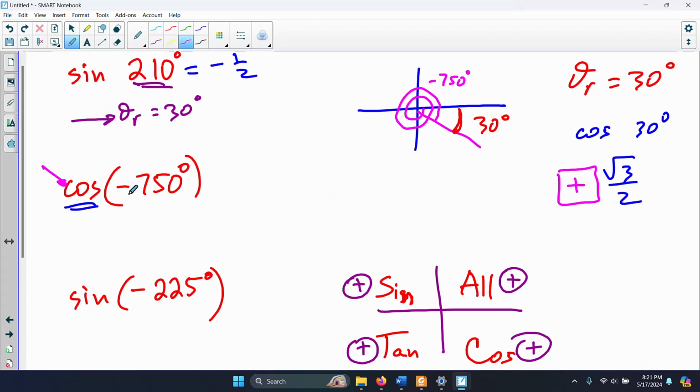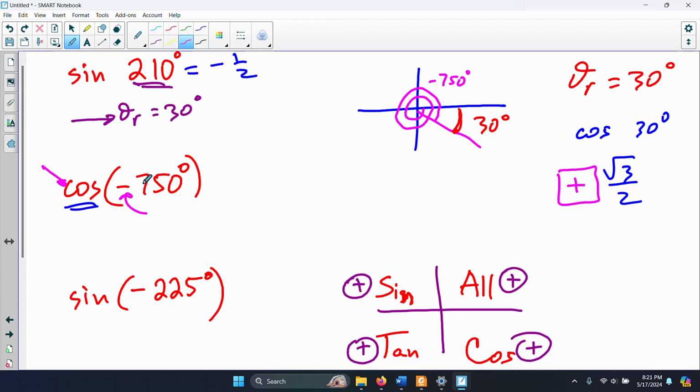Notice that the angle itself was a negative angle. I don't care about that. It could have been a positive angle as long as it got me to that location, to that fourth quadrant. And it doesn't matter how many revolutions or rotations it took me, as long as I landed in that quadrant, all cosines of all the angles in there will be positive.